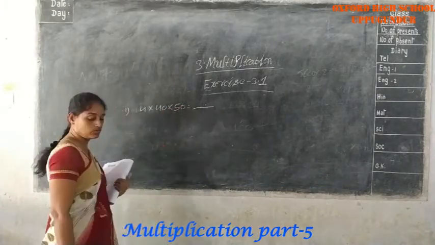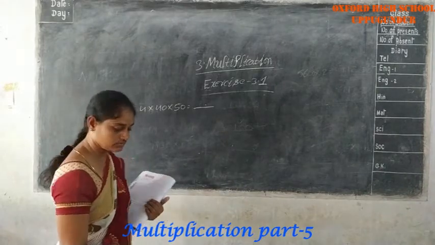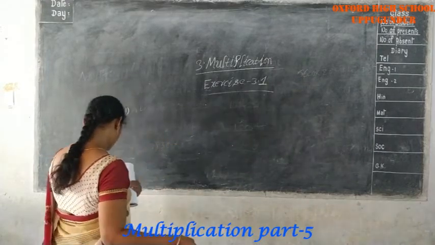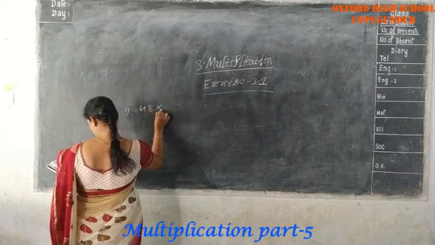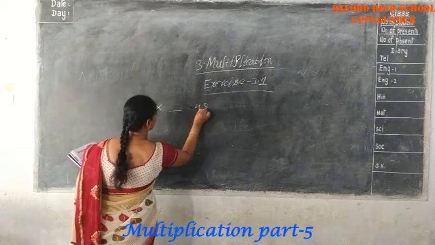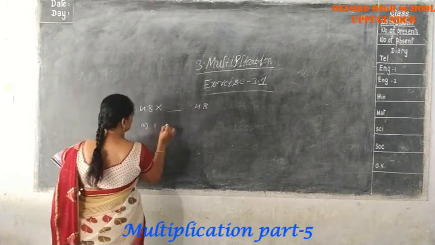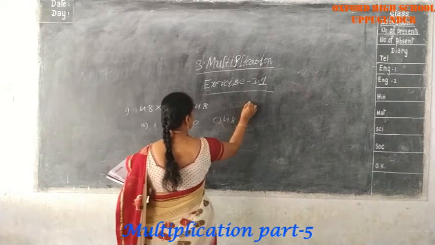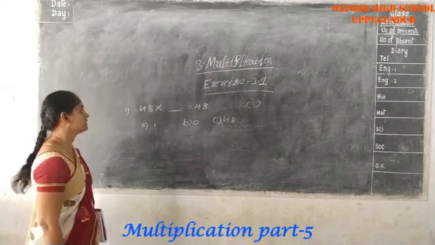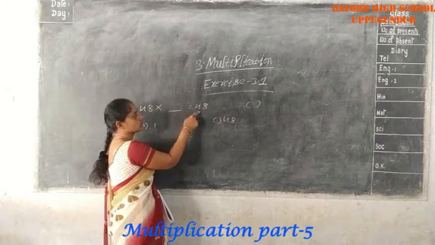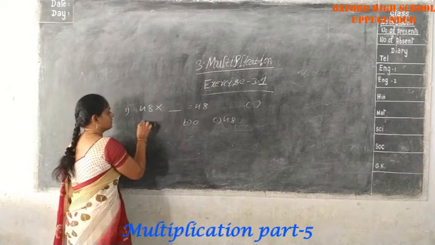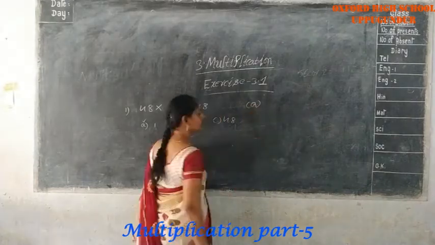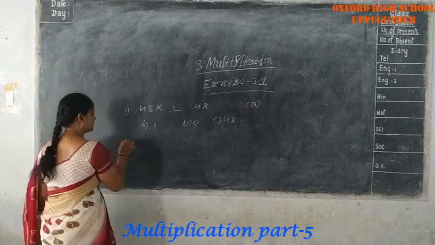4 × 40 × 50 equal to. Multiple choice options: 1, 0, 48. Which one is the correct answer, ma'am? 48. Meaning which value in this place? Coming answer 48. Now the answer is 48. Okay. Next one.